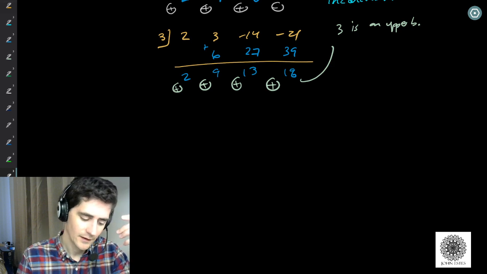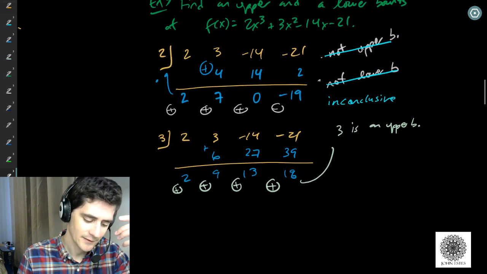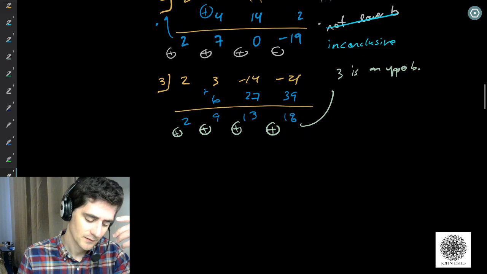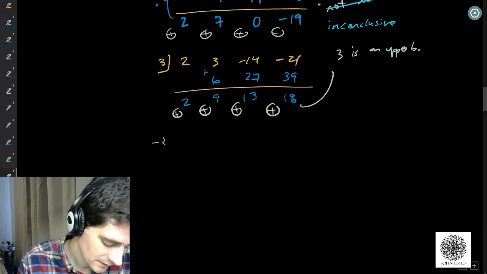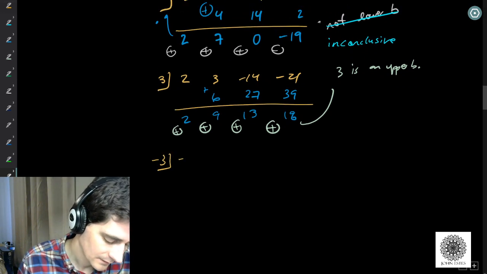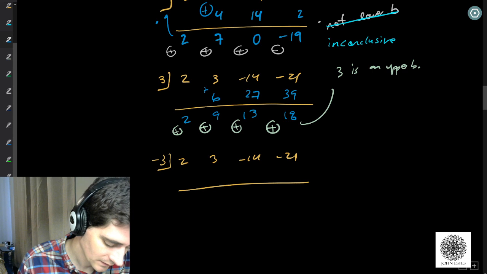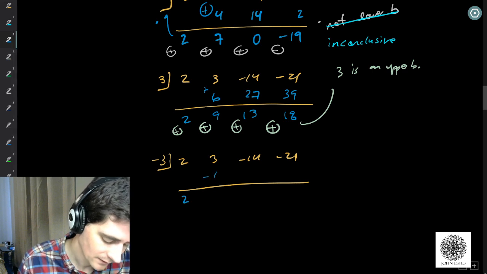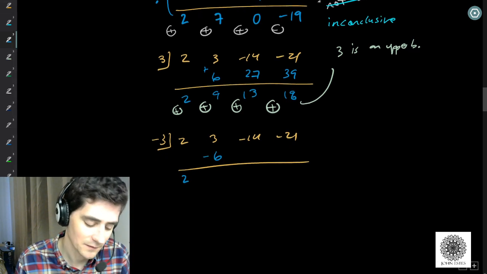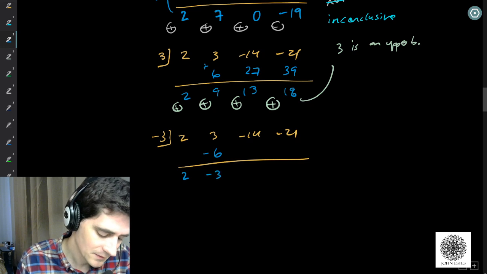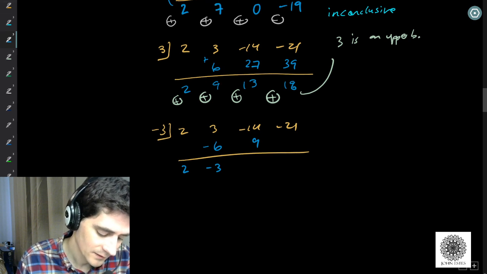So I think if I did 0, that's not going to help. Let's try negative 3. All right, so we do 2, 3, negative 14, negative 21. We do our synthetic division and bring down 2. That's negative 6, right? 2 times negative 3 is negative 6. You add to get negative 3. You multiply to give me 9. So far, we're going positive, negative. I get positive 9. Oh, that gives me a negative 5.